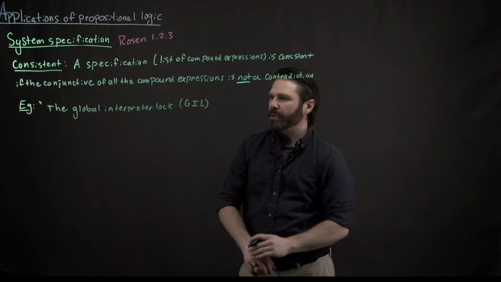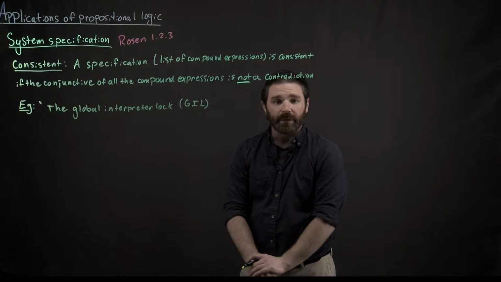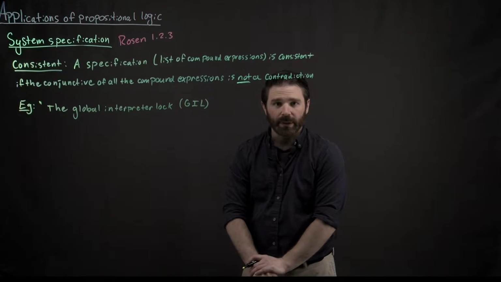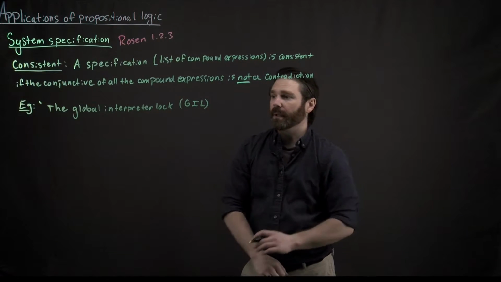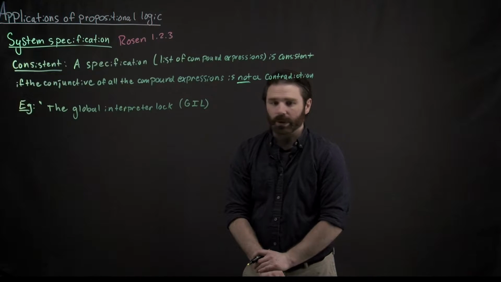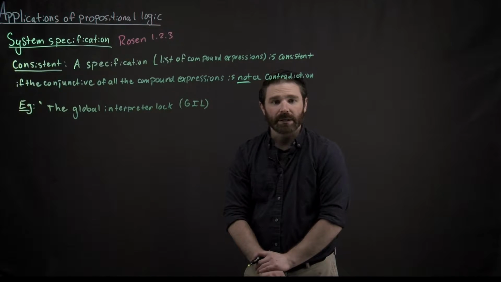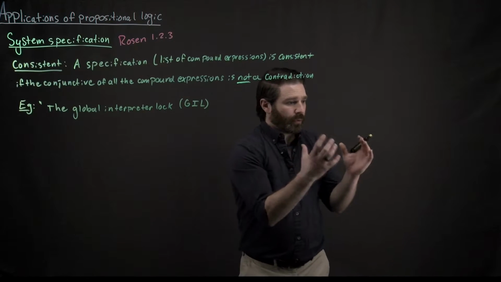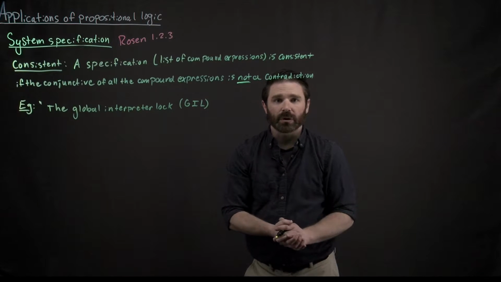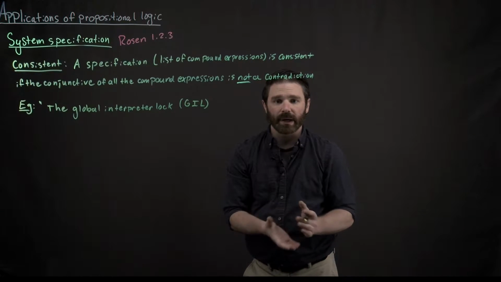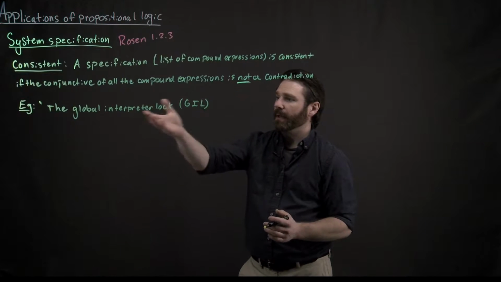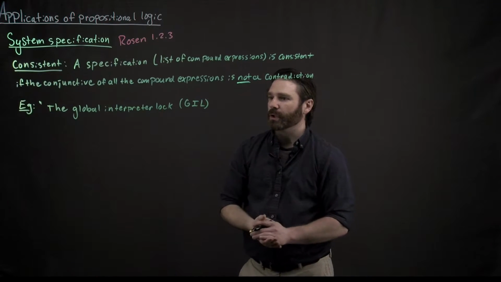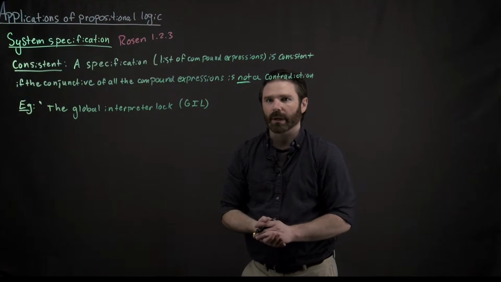The global interpreter lock, and if you've ever worked with multi-threaded applications, you might be familiar with global interpreter locks. And these are programming paradigms that ensure that your program is thread safe or not. And so I am going to abbreviate global interpreter lock as GIL.